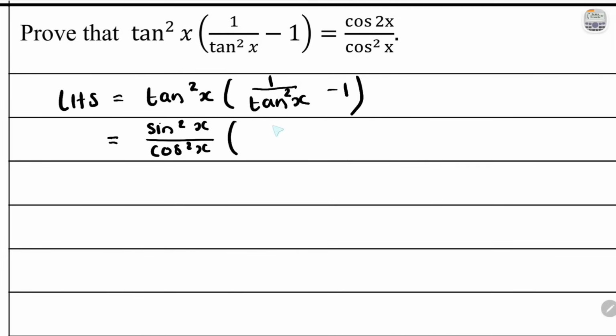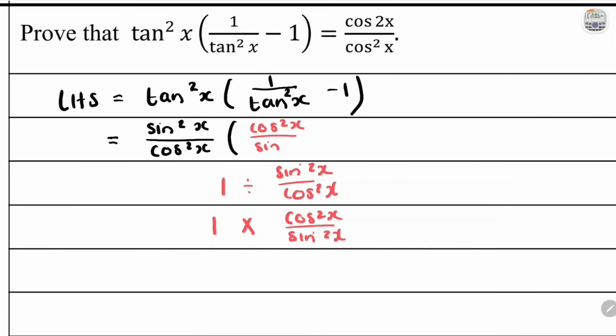And we are multiplying by 1 over tan squared x. A quick way of looking at this is we're saying 1 divided by tan squared x, which can be expressed as 1 divided by sine squared x over cos squared x. So we're going to use the rule of keep, flip, multiply here. So this is 1 multiplied by cos squared x over sine squared x. And you see how 1 times anything stays the same, so this simply simplifies to cos squared x over sine squared x.